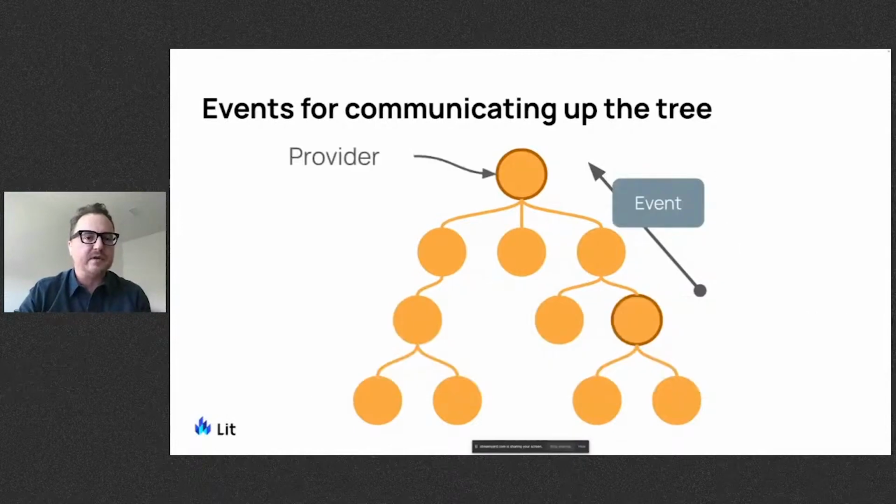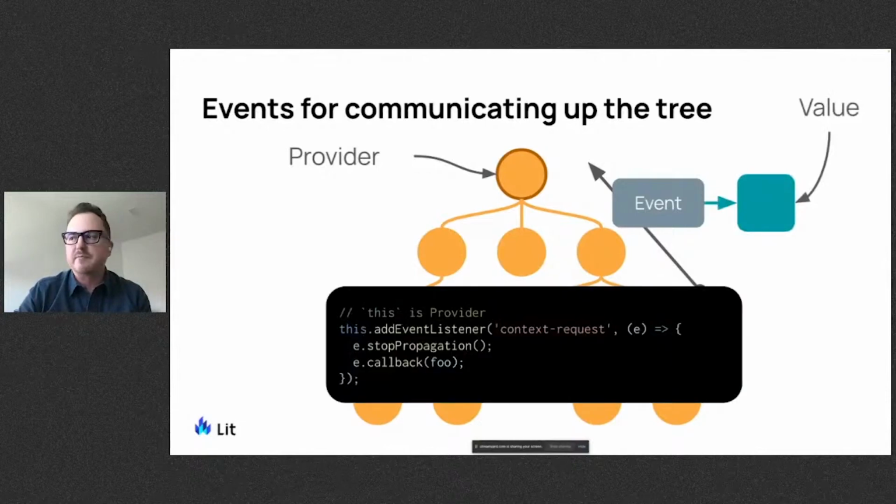So that event is going to go up our tree and it's going to get to the provider. And the provider is going to add a value into it. The way that works is like this. We're going to add an event listener to the provider for a context request event. It's going to stop propagation because it knows it can handle that context value and it doesn't need to delegate further up the tree. And then it's going to call the callback on the event with the value that it has. And that's basically the entirety of the protocol there.